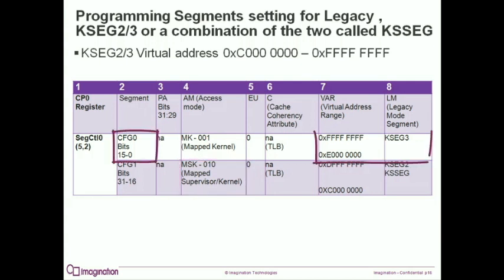Segment CFG0 is a 512 megabyte virtual address space starting at E million hex that corresponds to KSEG3. The access mode is encoded 001 or mapped kernel mode, which means that CFG0 will be accessible through the TLB in kernel mode.